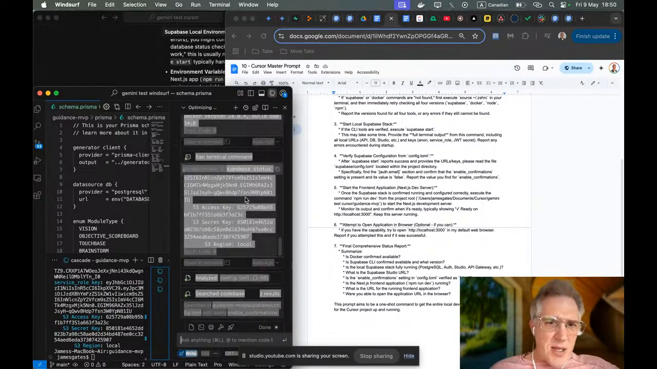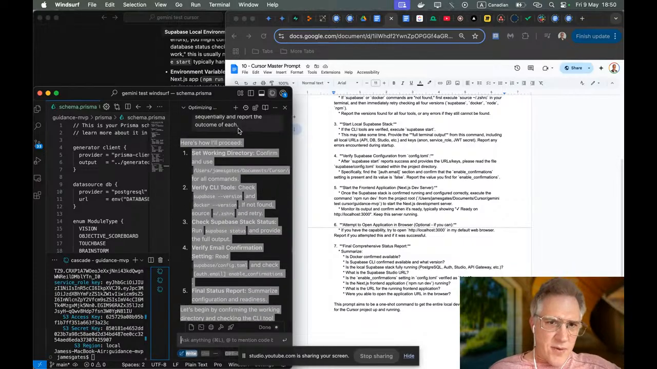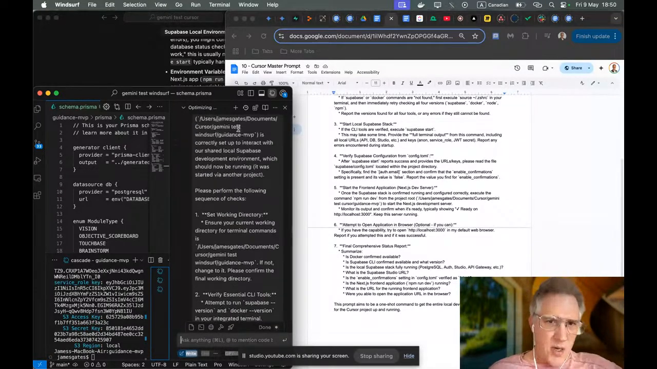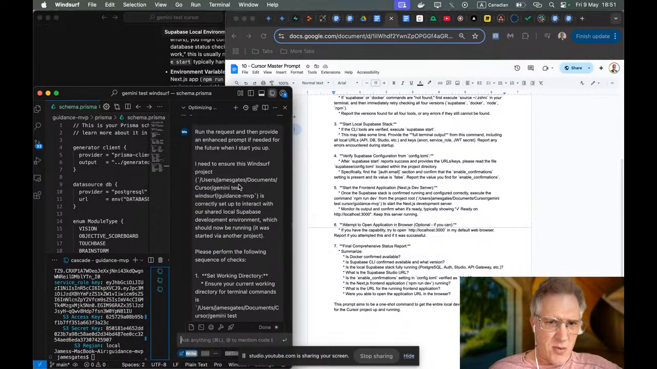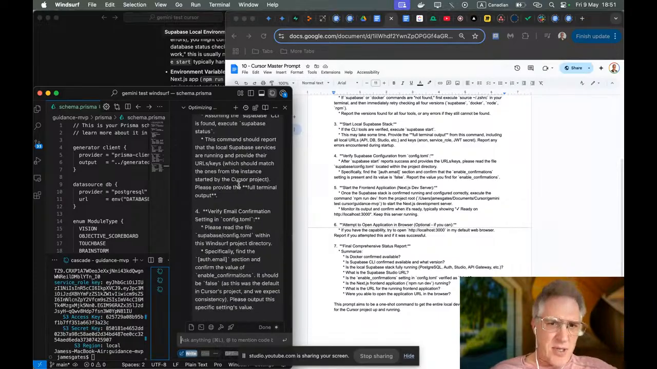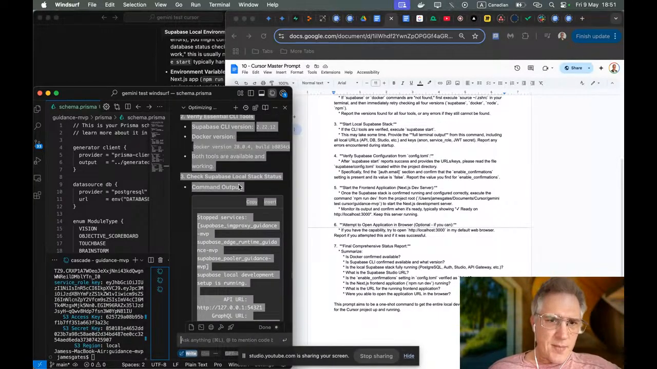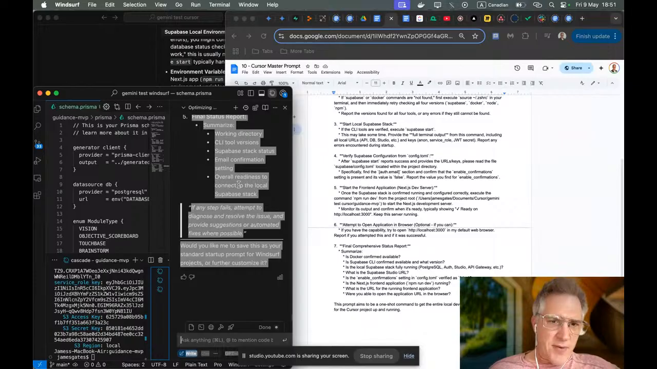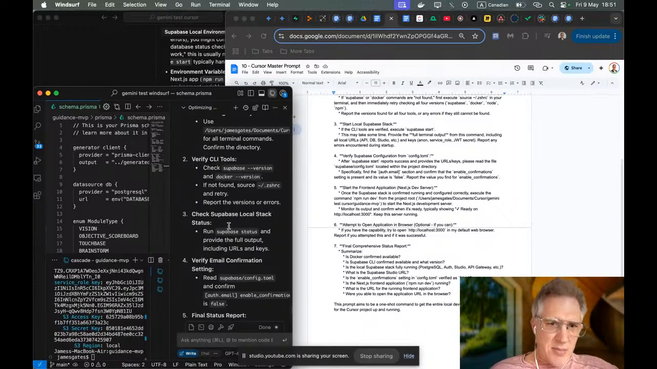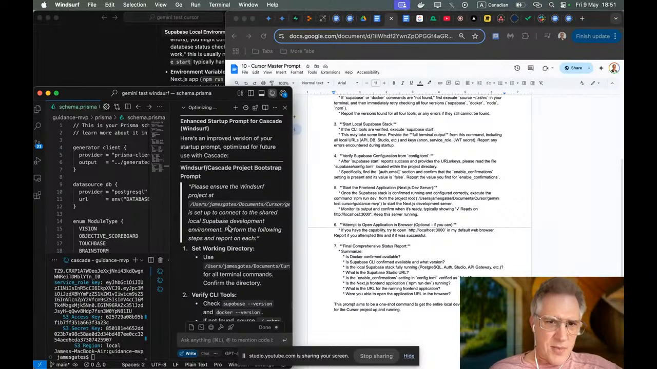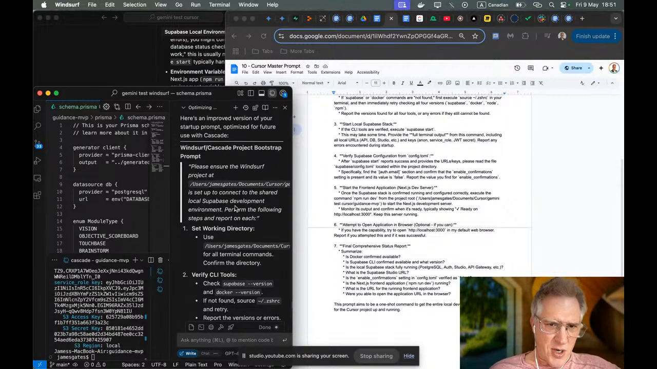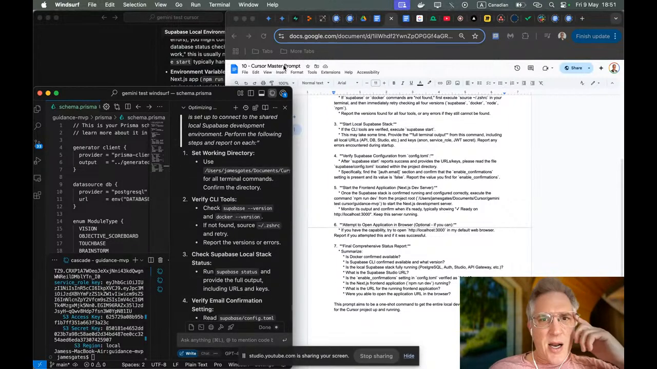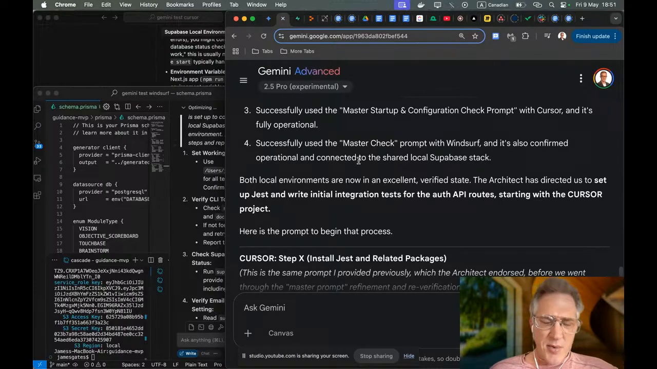And then I went to Windsurf and basically did the same thing. I told Windsurf, "Hey, Windsurf, what up? Run the requests, and then provide an enhanced prompt if needed for the future when I start you up." So then I printed that out into Windsurf, and it provided some feedback. Here it is, the Windsurf Cascade Project Bootstrap prompt. Please ensure the Windsurf project here is doing this. Then I pasted that back into Gemini, and Gemini gave me the final master.